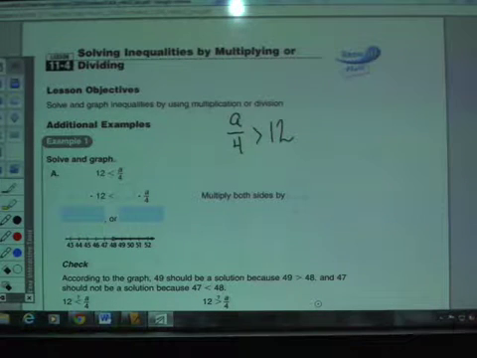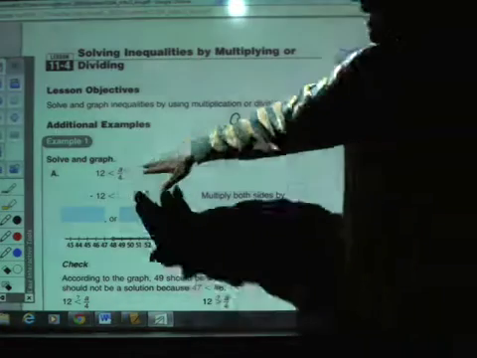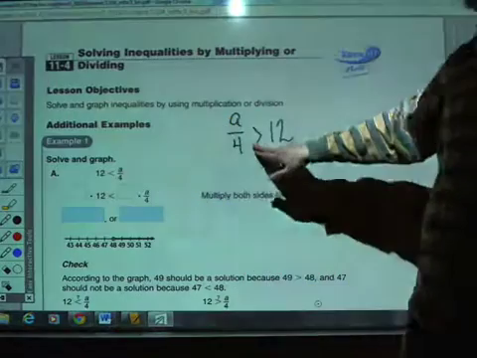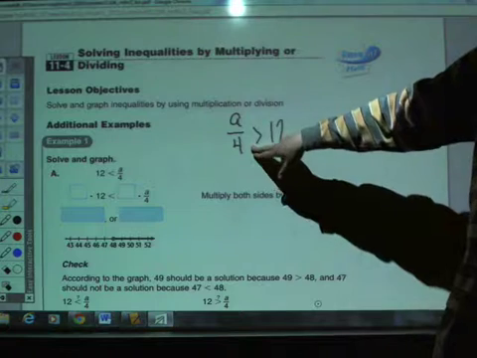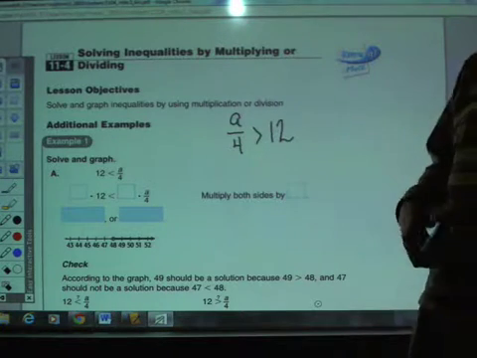Now as far as me flipping that around goes, remember when I flip these guys around here, the alligator still has to eat the same thing. It's not like an equal sign where the sign is the same either way. Here, this is showing me that a over 4 is larger. When I flip it around, I still want to make sure that what I'm showing you shows a over 4 as being larger. Alright, so let's solve this.